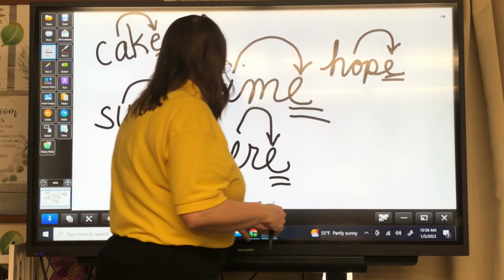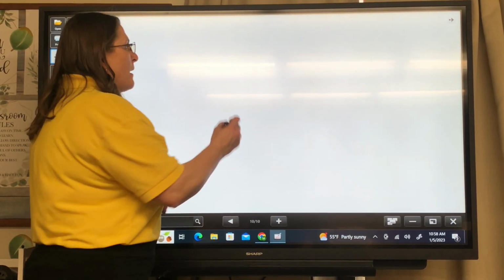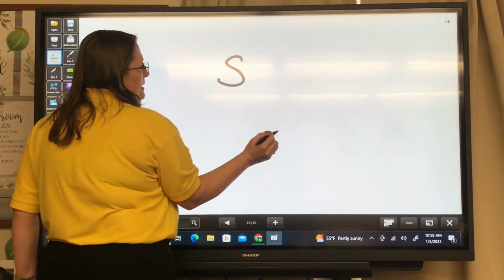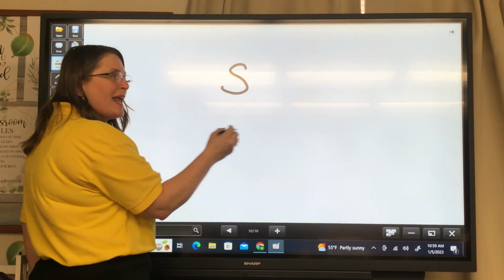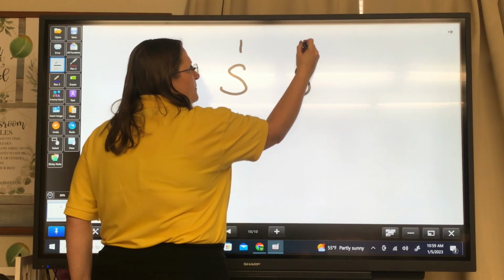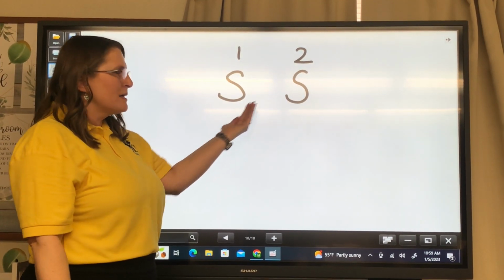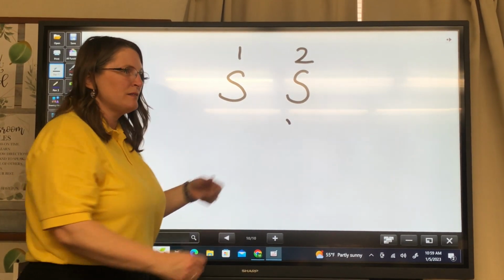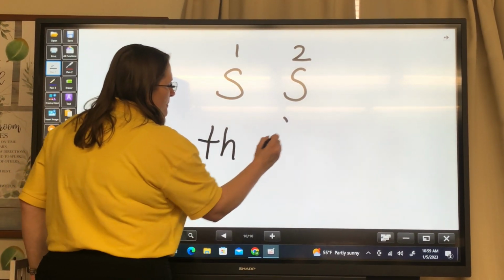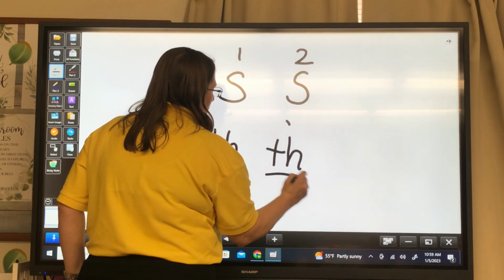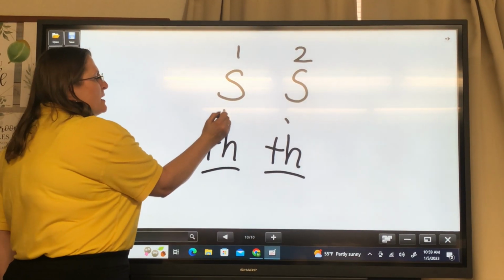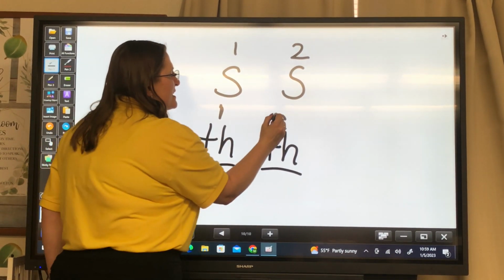Okay, sometimes we need numbers. This is the letter S. It says, and it says what? So this is technically the S sound, and this is the Z sound, right? This one makes my lips tickle. Do you guys know this one? What's the first sound for this one? What's the second sound?